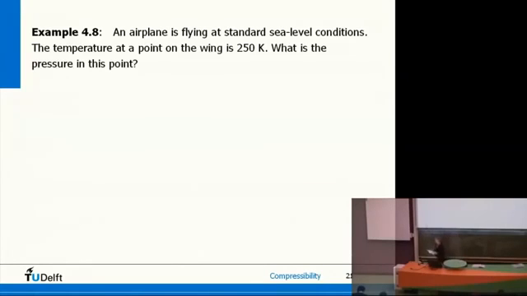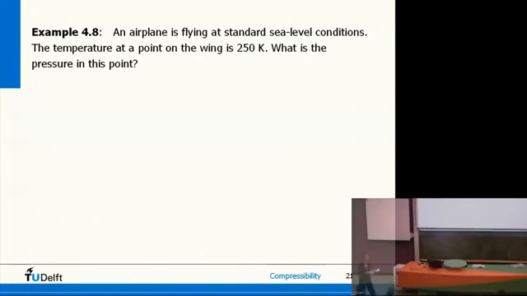So we're working our way up to more interesting stuff. First, a small practice with these isentropic flow relations, and then the energy equation. Example 4.8. Question: an airplane is flying at standard sea level conditions. The temperature at a point on the wing is 250 Kelvin. What is the pressure at this point?